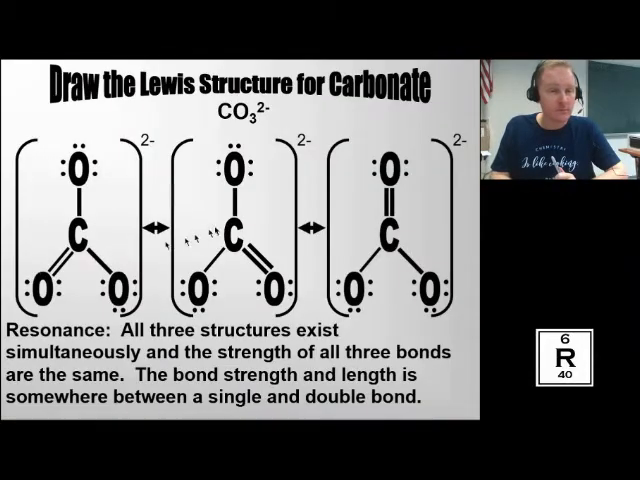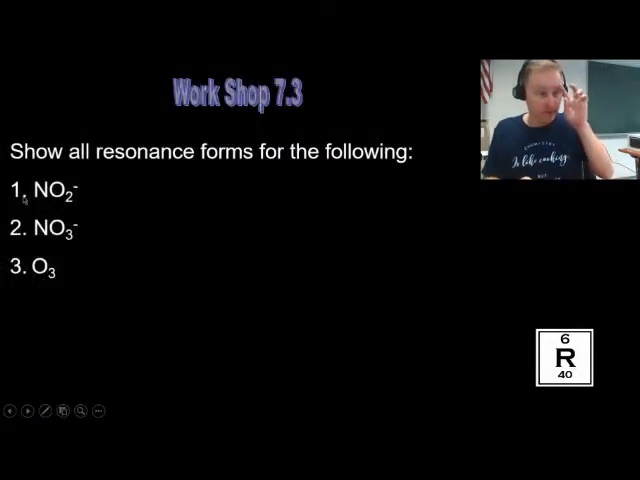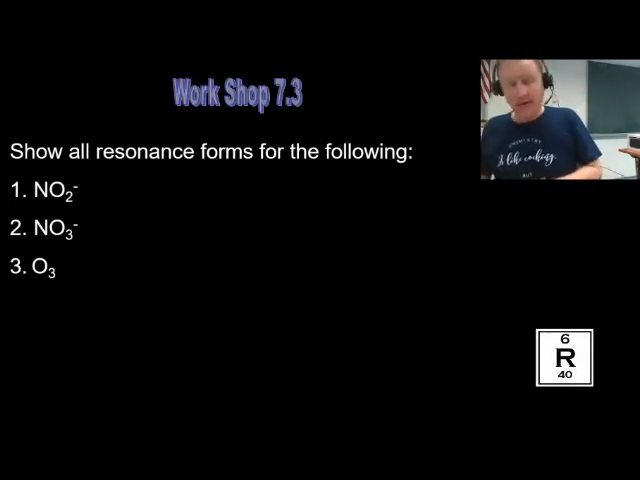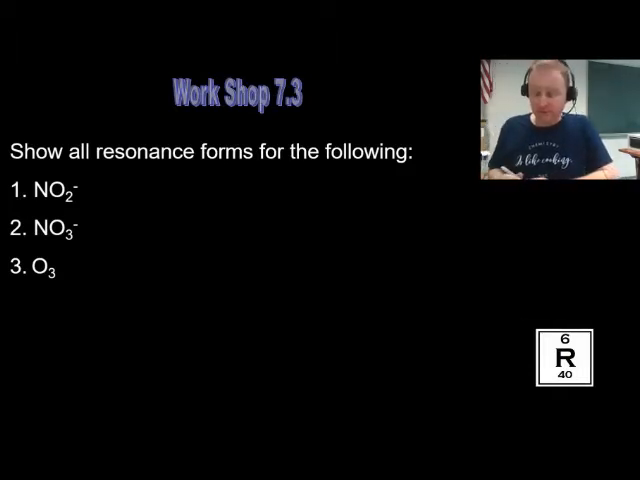That's what resonance is. So I'm going to show you guys some practice questions here. And what I would like you to do is pause the video and try to solve these, and then unpause it and see if you got them right. So pause it right now, and then I'm going to work them out for you so you have the correct answers to these. So hopefully you've tried at this point. The first one is nitrite, and then you have nitrate, and O3 is ozone. So we're going to do these right now.